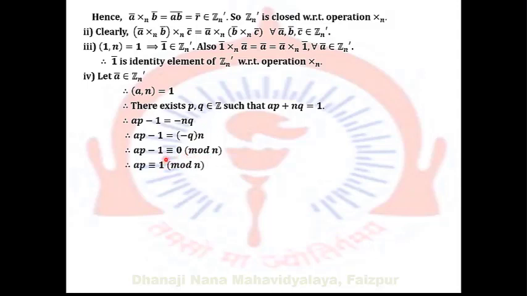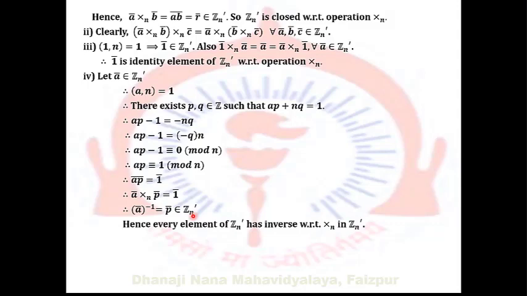So therefore AP is congruent to 1 modulo n. So therefore we have AP bar is equal to 1 bar. But AP bar is nothing but what? A bar multiplication modulo n P bar. So we have A bar multiplication modulo n P bar is nothing but equal to 1 bar. It means that P bar is nothing but the multiplicative inverse of A bar. So therefore A bar inverse is nothing but equal to P bar, which is an element of Zn dash. Hence every element of Zn dash has an inverse in Zn dash with respect to the operation multiplication modulo n.